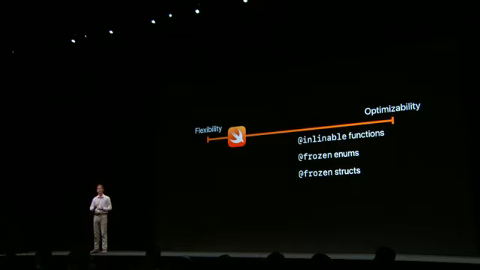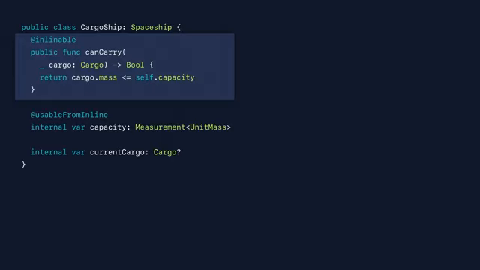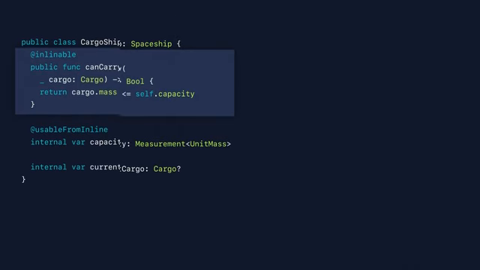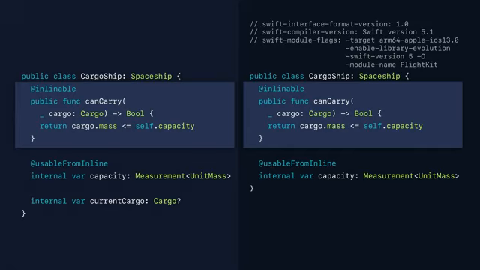So we'll start with inlineable functions, a feature introduced last year in Swift 4.2. In this case, I have a cargo ship subclass of the spaceship class we saw earlier, and it has a method canCarry that just determines whether the cargo ship is able to carry some piece of cargo. And I've made this inlineable because I think that this is important for the performance of my clients. What this will do is make this method part of my public interface, not just its declaration, but also its body. And the effect of that is to copy that body into the module interface file.